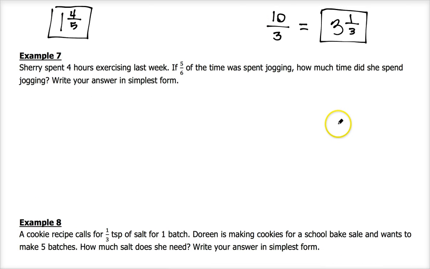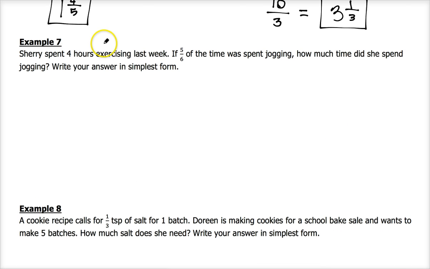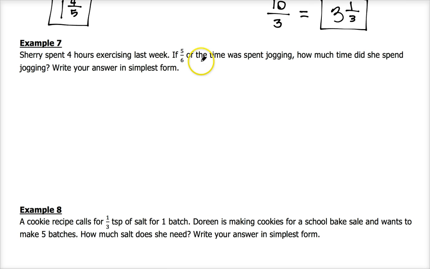Okay, the last two problems are word problems. So number 7 says Sherry spent 4 hours exercising last week. If 5/6 of the time was spent jogging, how much time did she spend jogging? Anytime we see that word of, it's typically going to mean multiplication. That word of is going to mean multiplication in a word problem usually.